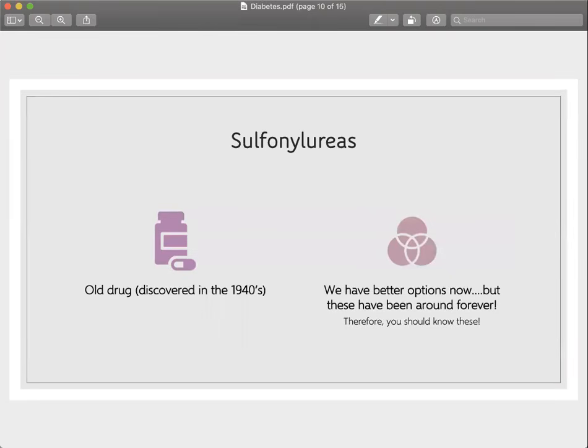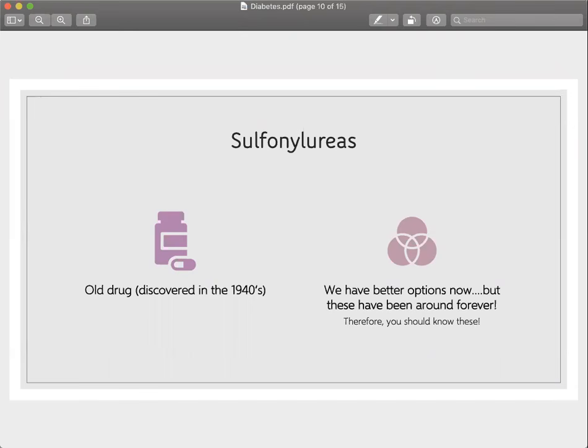So let's talk just a little bit extra about those sulfonylureas. These for a long time were add-on therapy to metformin. They were like a go-to to add on to metformin. However, we have so many medications now that it doesn't have to be our go-to anymore.